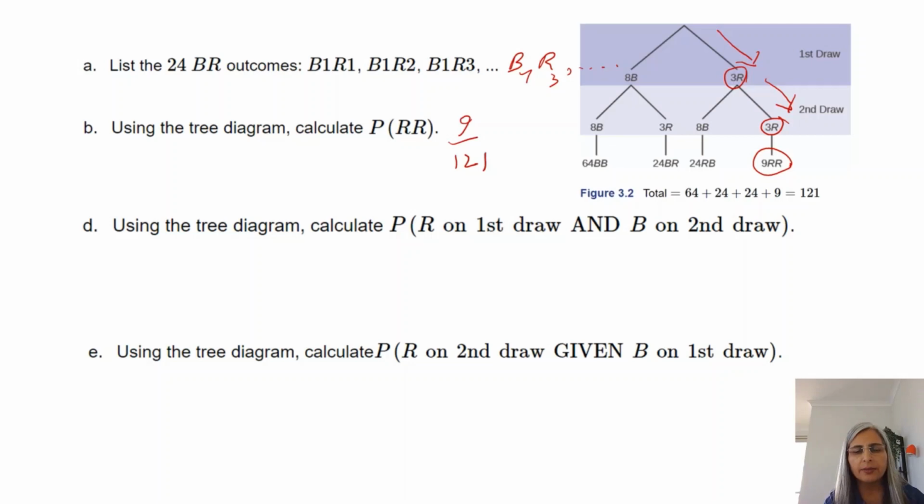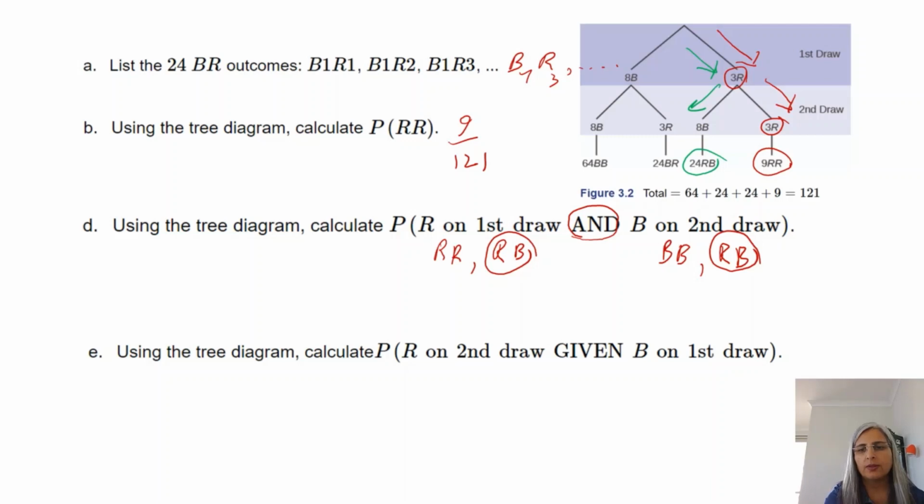In part D, we use the tree diagram to calculate the probability when R comes on the first draw and B comes on the second draw. And this word "and" in statistics, you know, refers to the intersection, the commonality of the two sides. So in the first side, we have R on the first draw. And if we consider all the possible combinations, then they will be either RR or RB. While if B is on the second draw, the combinations would be either BB or RB. So the common thing between the two is RB. So we want the probability of the RB combination, and the RB combination would be this way, then this way. So 3 times 8, which is 24. So this is 24 out of 121.